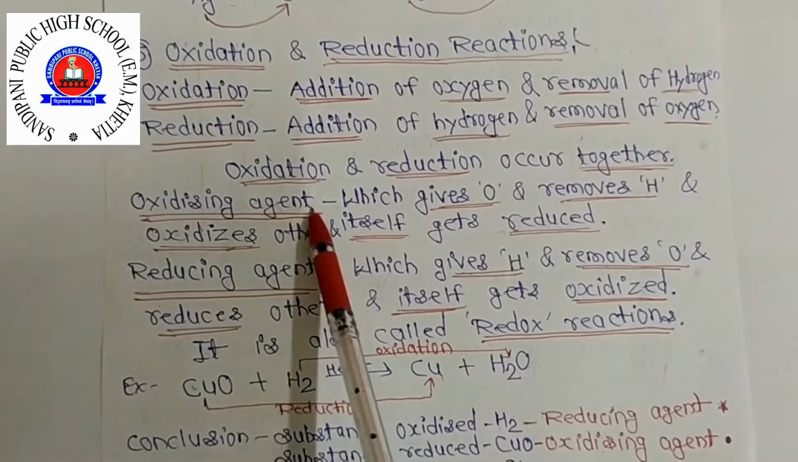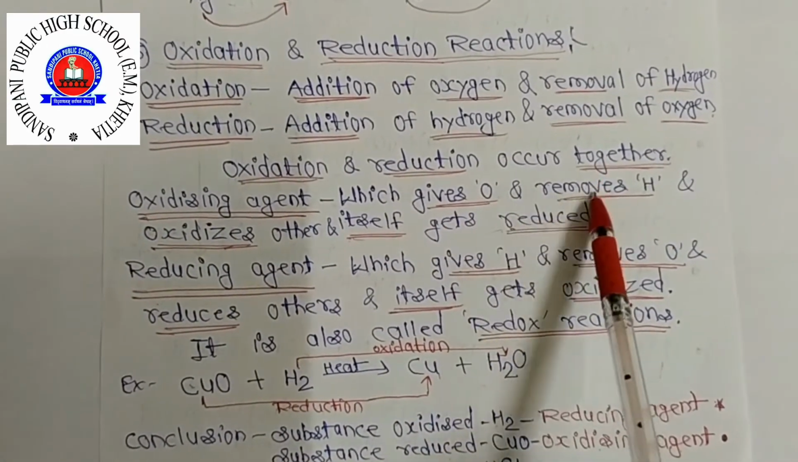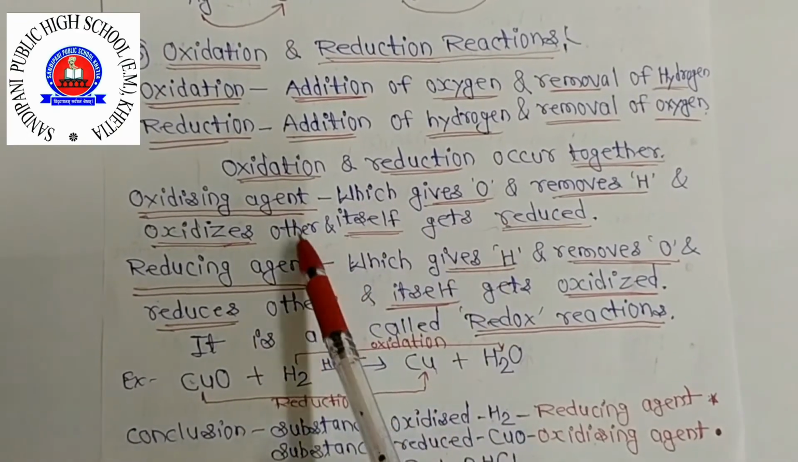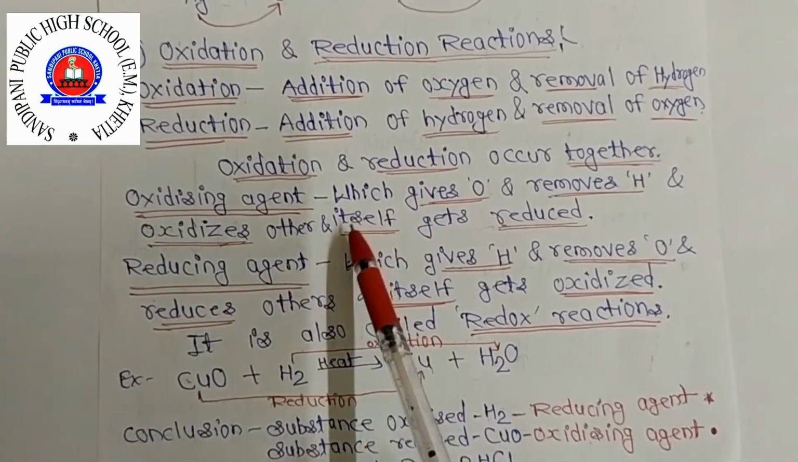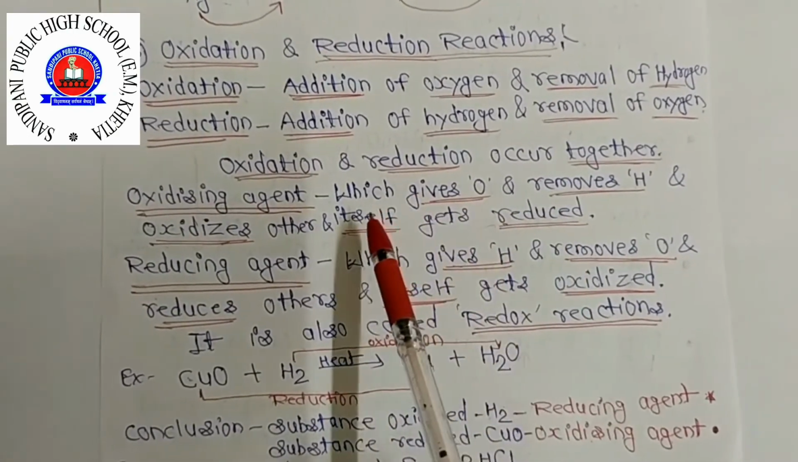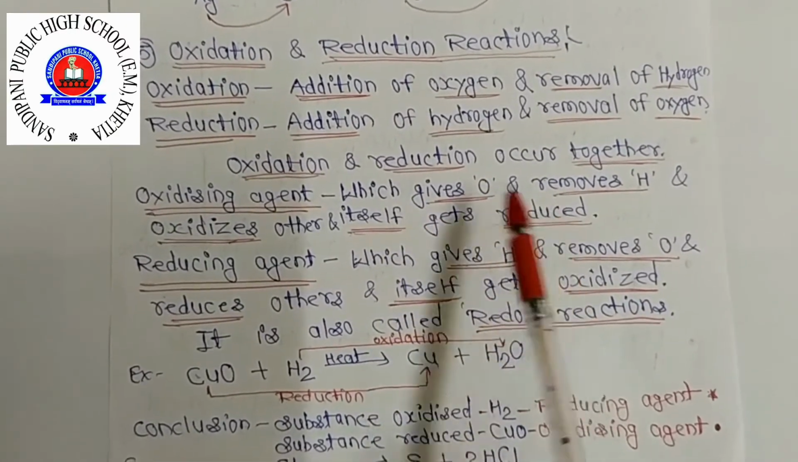So the oxidizing agent gives oxygen and removes hydrogen. It means it oxidizes the other, oxygen gets added to the other, and itself gets reduced because oxygen is removed from it. So that is called reduced.